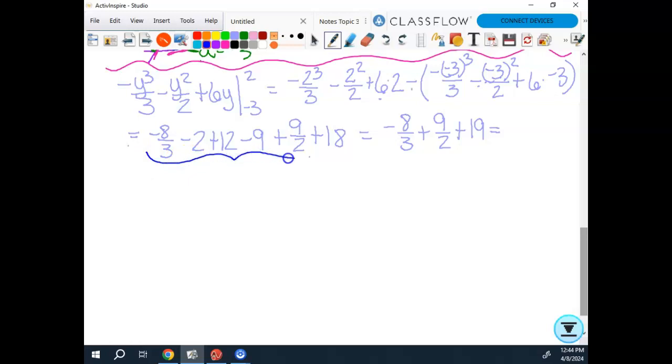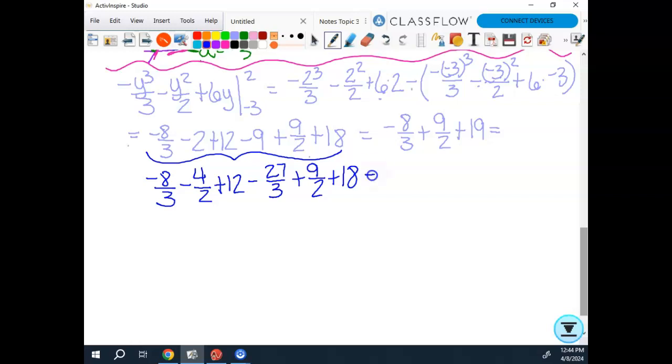I'm going to rewrite this as I brought it down here. I'm going to leave that negative 8/3 as negative 8/3. Then that was actually minus 4/2, right? Which we know is 2, but I'm going to leave it and I'm going to show you why. Plus 12, okay? Then minus, this is really 27/3, okay? And then plus 9 halves, and then plus 18, okay? So same numbers, I just didn't reduce my fractions. You with me so far?